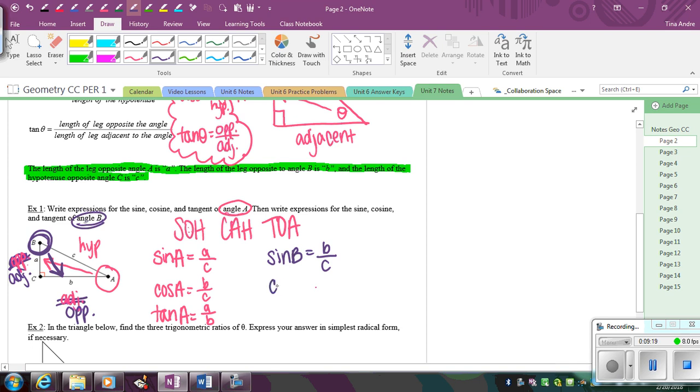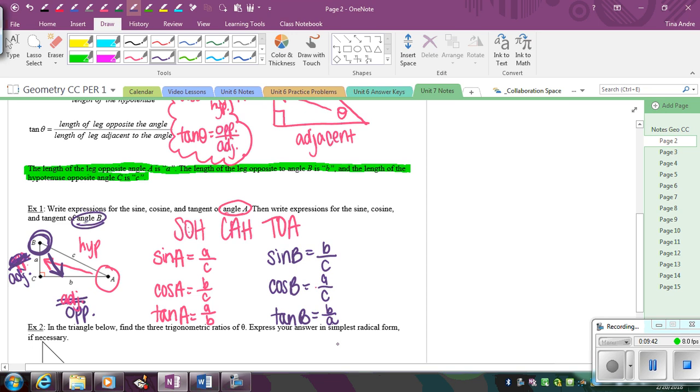So then we look at cosine B. Cosine B, start at B. Adjacent side is now A to the hypotenuse, so A over C. And then tangent. So tangent is TOA, so opposite over adjacent, so B over A. And there you have it.